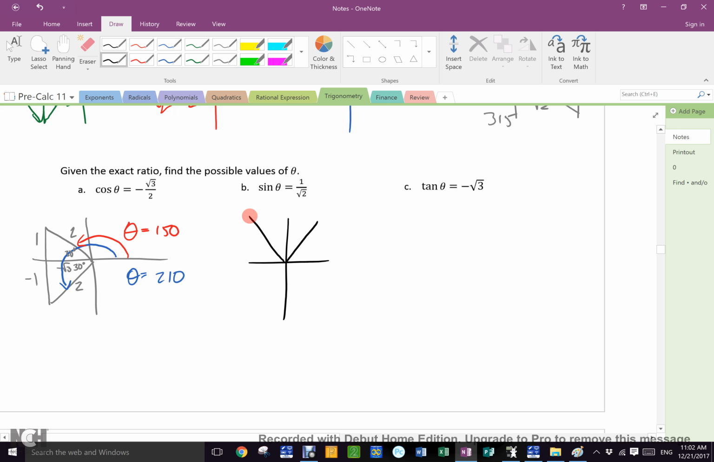What do I know about sine? It's y over hypotenuse, right? So my hypotenuse is root 2. My y must be 1.